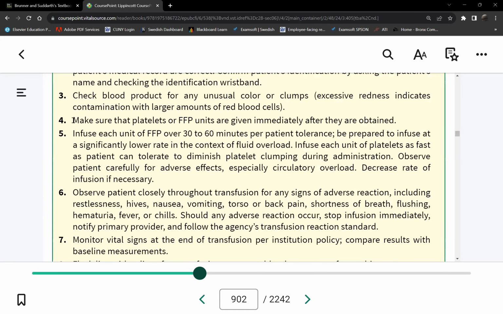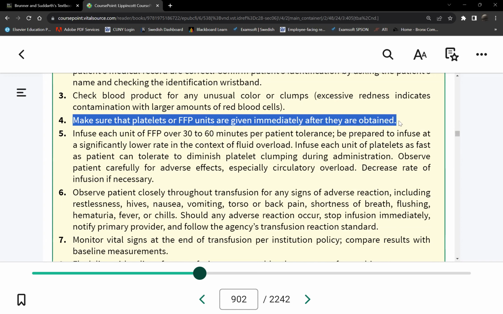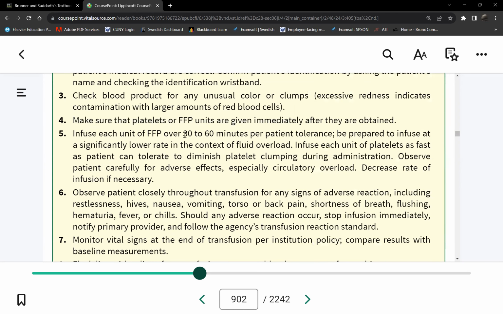This one is transfused much faster. So how many hours did we have for packed red blood cells? 4 hours maximum. This one, you only have 30 to 60 minutes from the time they left the refrigerator. Again, for plasma and platelets, you only have 30 to 60 minutes.